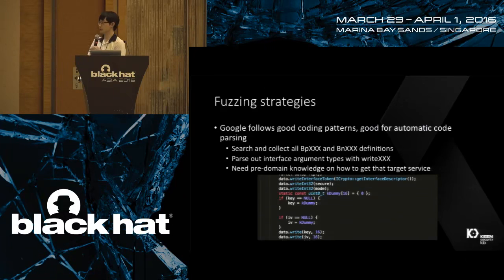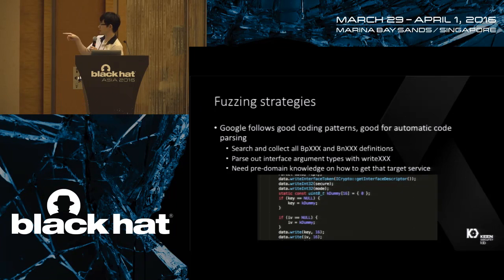So after introducing the binder architecture, we now have some ideas to do some fuzzing. Fortunately, the Google developers, the programmers at Mountain View, follow good coding patterns. So we can do an automatic static code parsing to determine, for each binder service interface, which kind of parameters they will accept. We will search and collect all BP class and BN class definitions, and we will parse out the interface arguments.